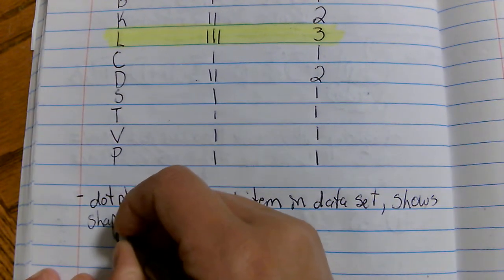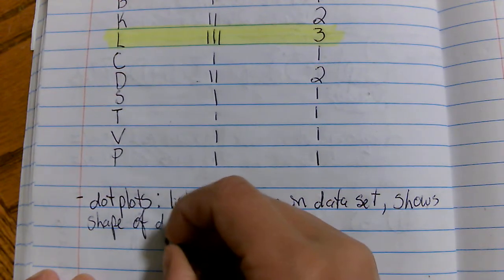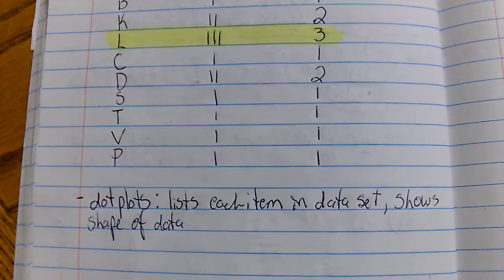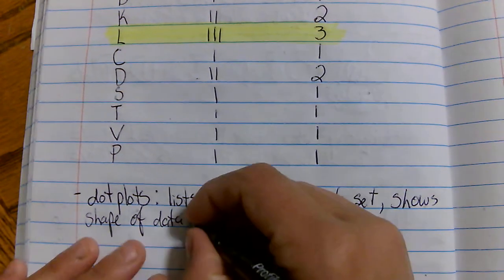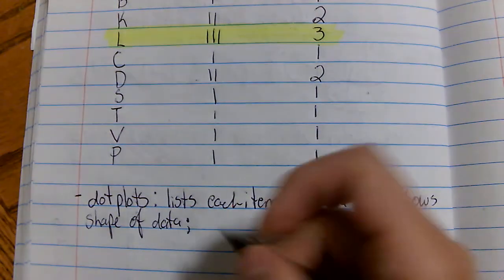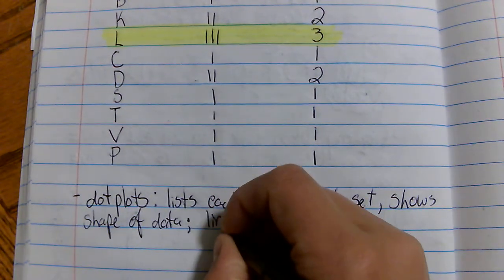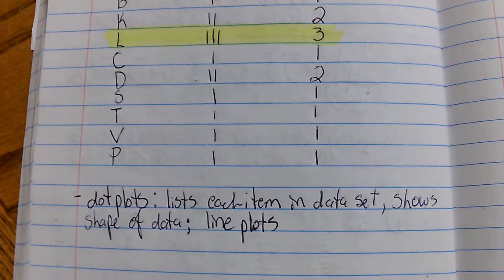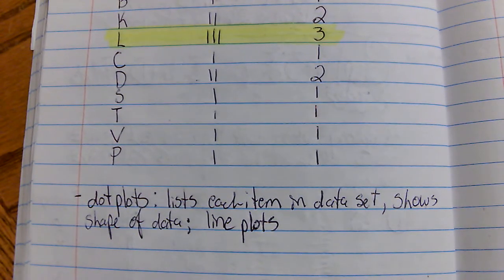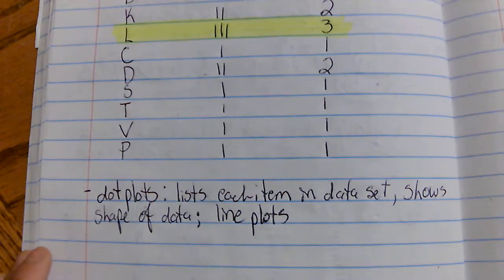Shows shape of data. Kind of like how it's spread out, in what way, how it's distributed. And these are also sometimes known as line plots. So if you ever see line plot, just know line plot, dot plot, they're the same thing. Alright.